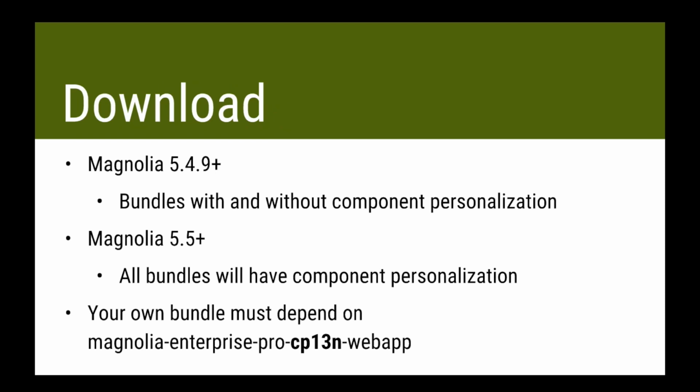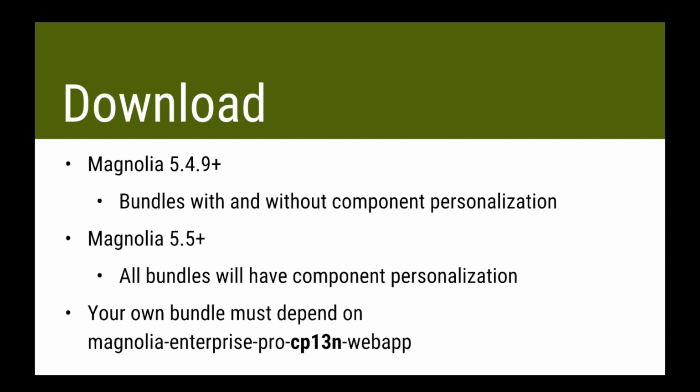If you want to try component personalization, then it's available starting with Magnolia 5.4.9. With 5.4.9, we've provided bundles with and without component personalization, so you have a choice. You don't have to get it if you want to keep going on with the 5.4 series without it. But with Magnolia 5.5, which is due later this year, all bundles will have component personalization. So at that point, we're doing a major release, we're switching gears significantly and bundling it out of the box.